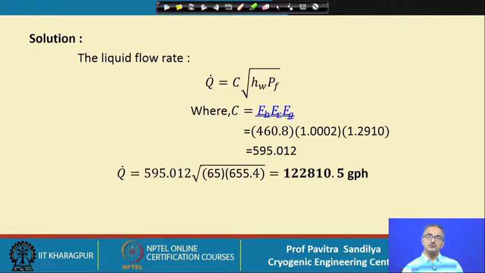Once we know the flow rate of the liquid and once we know the gas flow rate, we can take the appropriate ratio to find out the fraction of the liquid in the natural gas, and that is how we represent the quality of the natural gas in terms of the liquid flow rate.